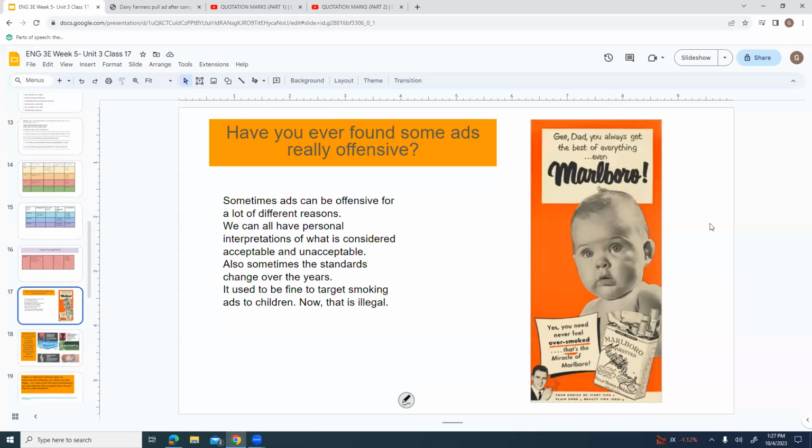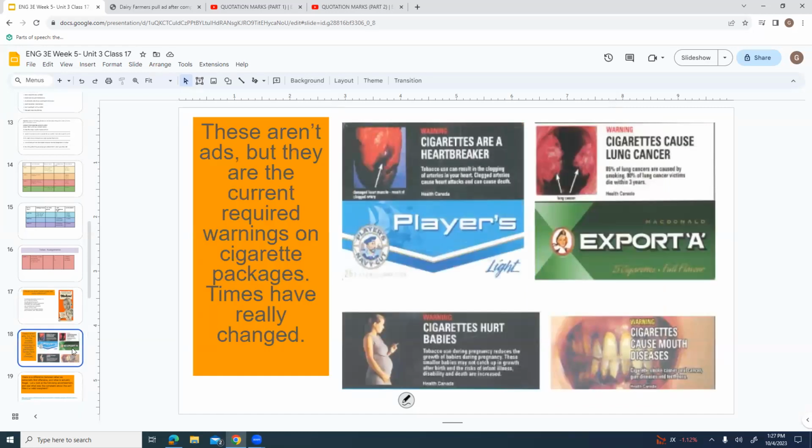Now, obviously, they aren't targeting this Marlboro ad to children, but they're certainly making it look kid friendly, right? Now, however, you see all these warning signs over cigarettes. I'm not even sure if it's legal to advertise cigarettes anymore. Cigarettes are a heartbreaker, and tobacco use can result in the clogging of arteries in your heart. Clogged arteries cause heart attacks and can cause death.